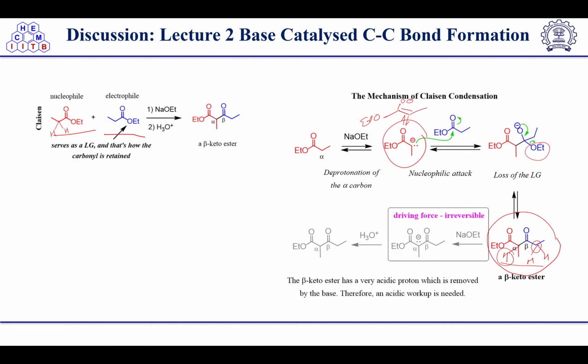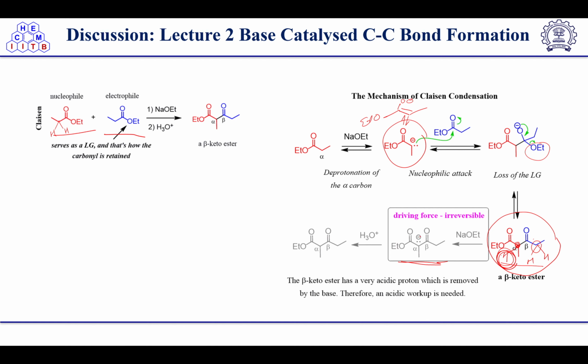But this proton is more acidic because of what? Because it's between the two carbonyl groups, which are stabilizing this proton, right? Where we have two carbonyl groups, here the ester group is also stabilizing this proton. So this is a more acidic proton. So proton abstraction will always take place from this alpha position, and it will give us this type of intermediate.